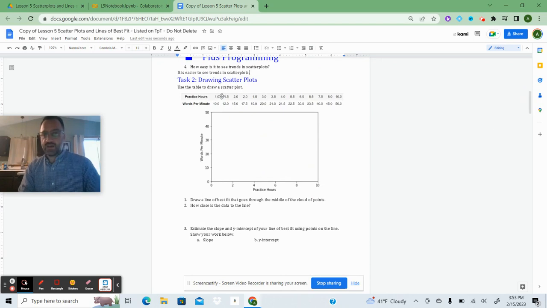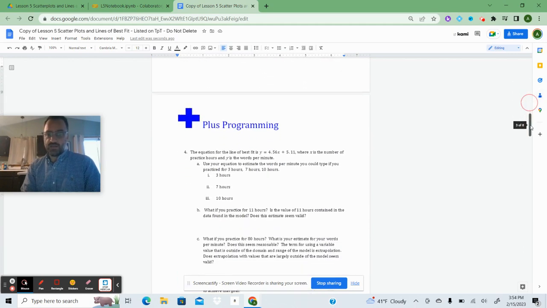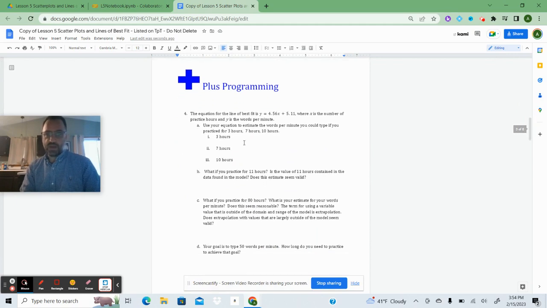So now on here, you're going to draw this. You're going to plot the practice hours, and then you're going to draw a line of best fit. And then you're going to pick 2 points on the line and use that to find your slope and your y-intercept. So the y-intercept would just be what number it crosses the y-axis at, and then what is the actual slope. So I'll leave that to you.